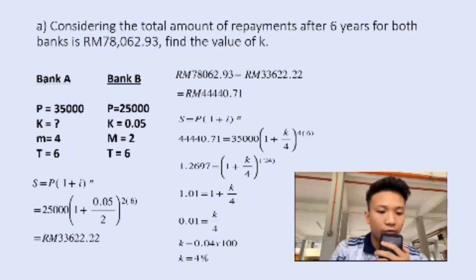Now we need to find K, using the same formula. S is 44,440.71, P is 35,000, and (1 + K/4)^(4 × 6), and we will get K is 0.04, which means K is 4%.